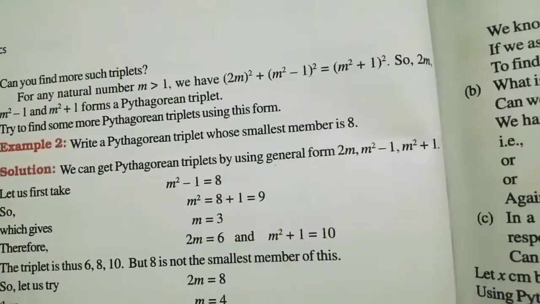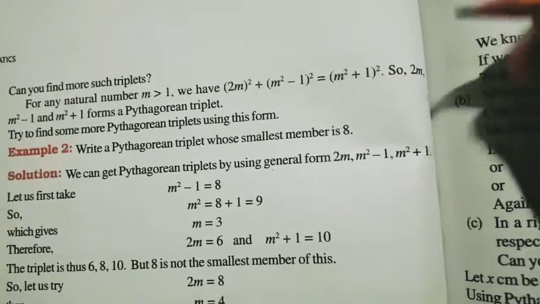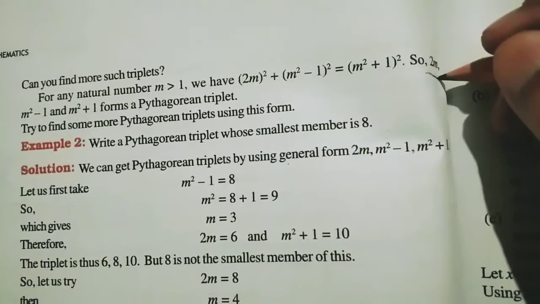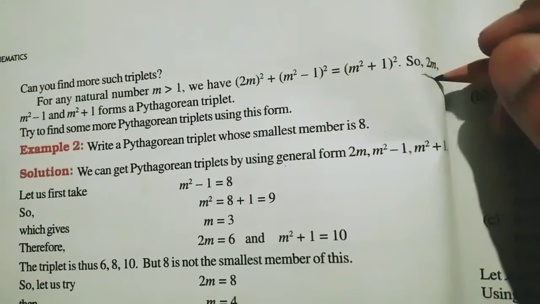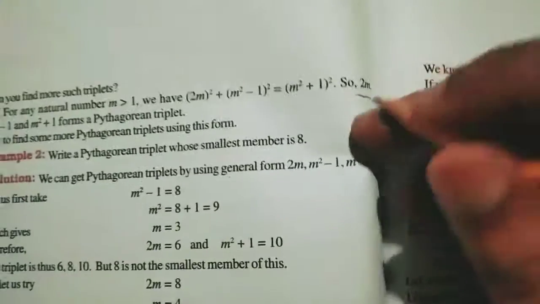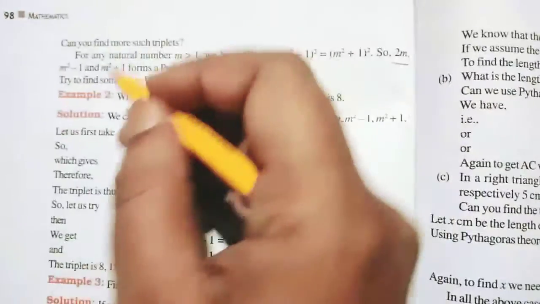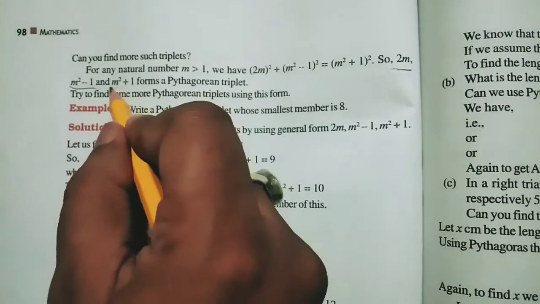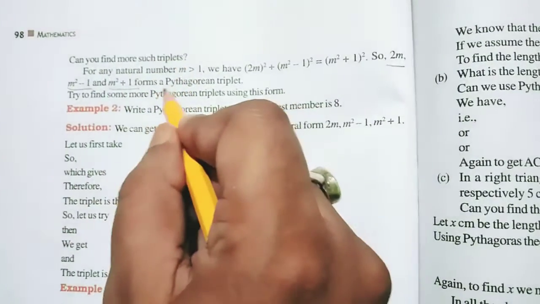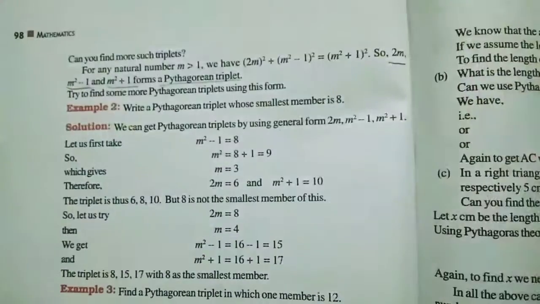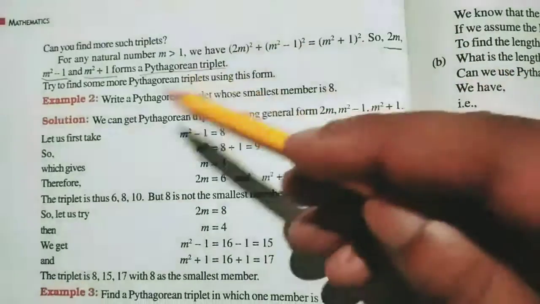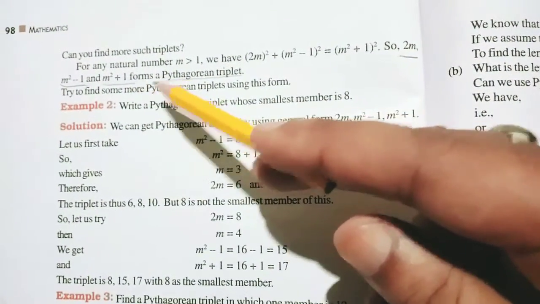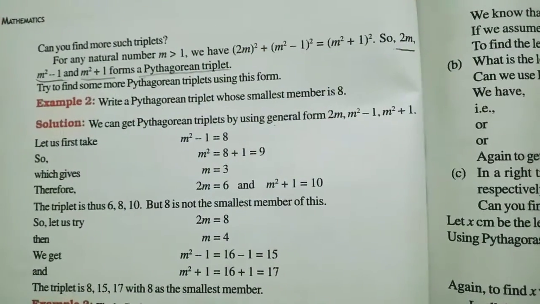This is the formula: 2m. In the triplet there are three numbers. This is the first number, 2m. Then m square minus 1 and m square plus 1. They form a Pythagorean triplet in this way. Understood? So 2m, then m square minus 1 and m square plus 1 will form a Pythagorean triplet.